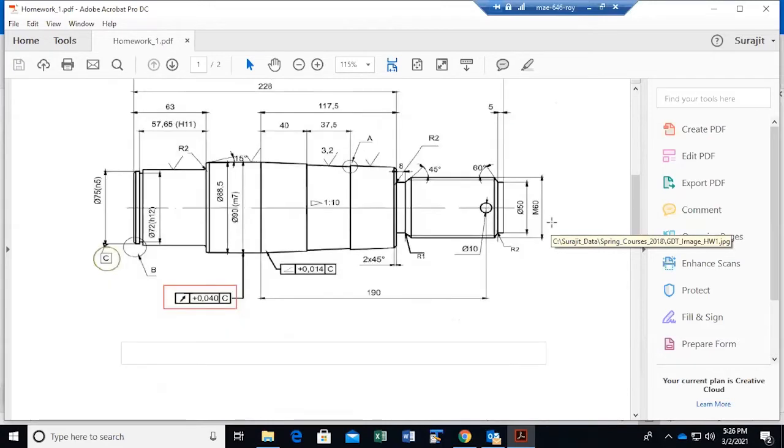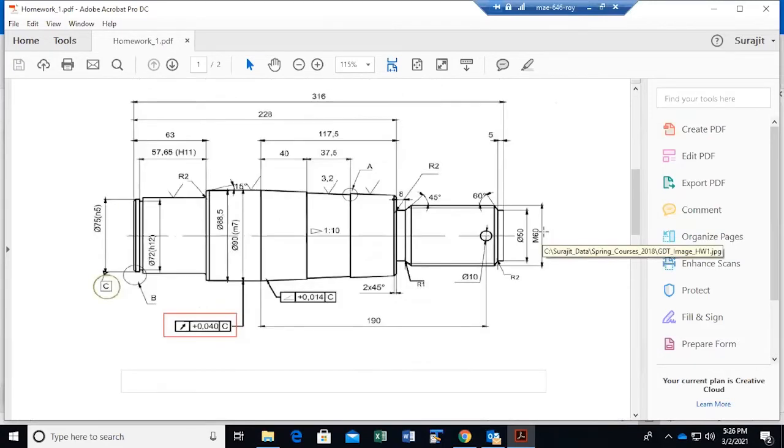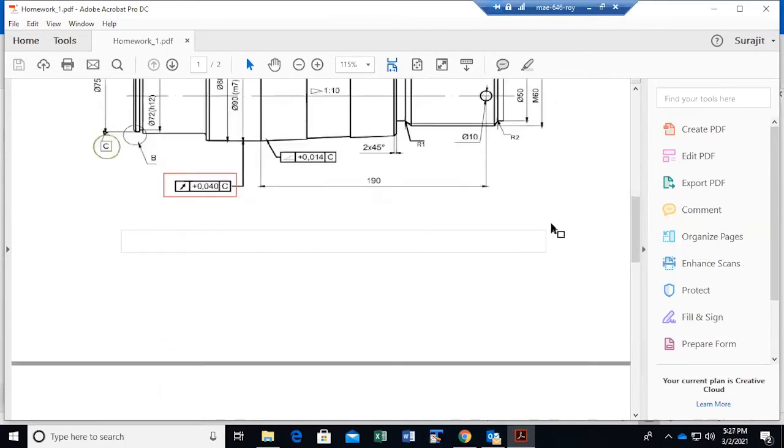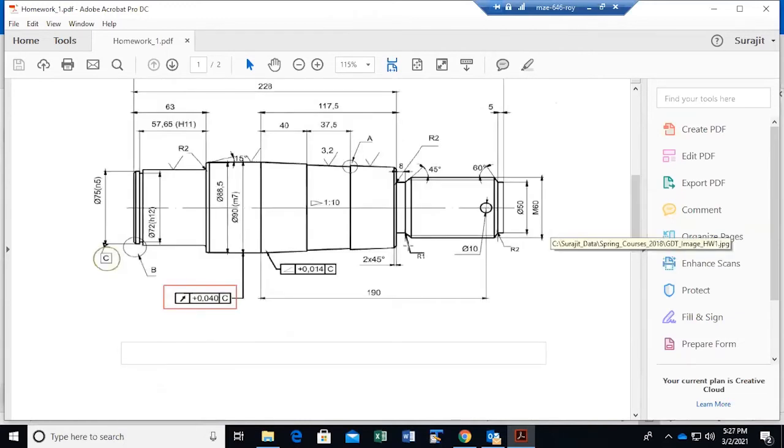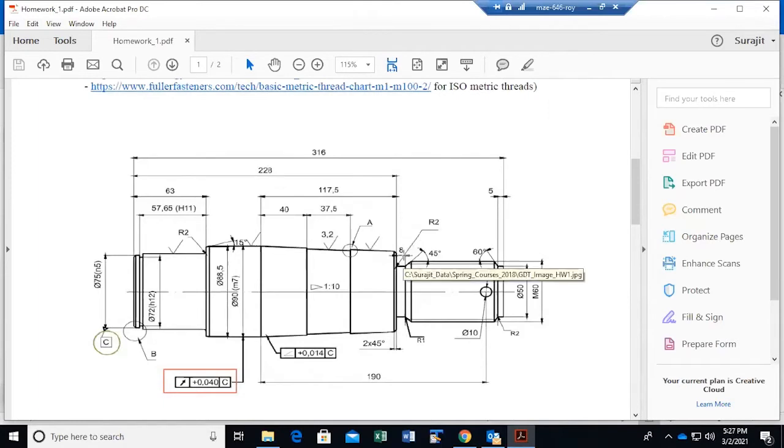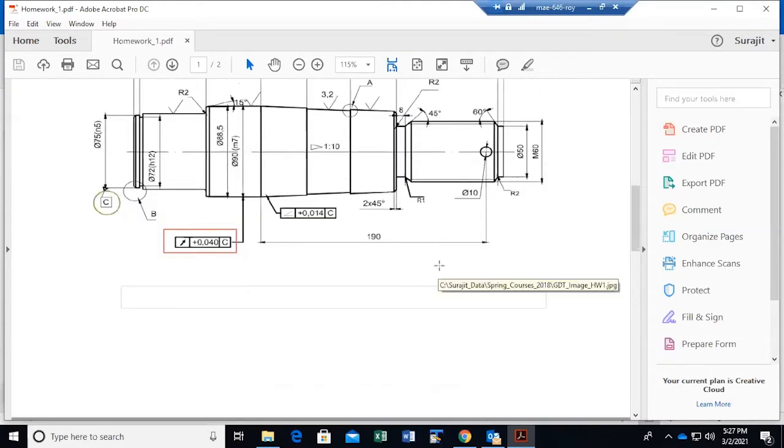If not, I hope problem number one is now clear: you have to identify the drawings and answer the questions there, which relate to understanding the different specifications, parameters, and GD&T symbols mentioned, and what they actually mean and represent. Make sense to everybody?